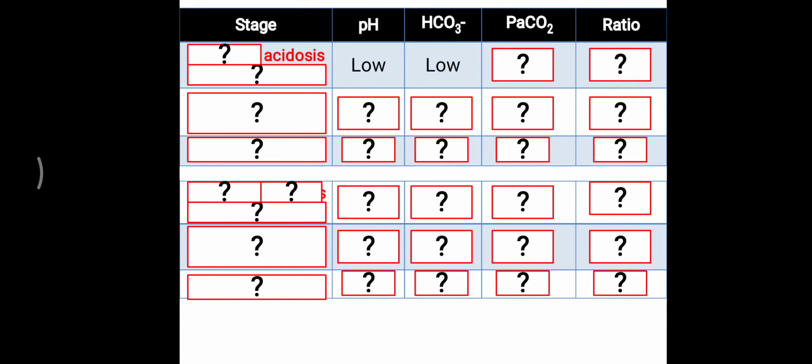One simple trick: if it is going in the same direction as the pH, then it is metabolic. If it is going in the opposite, reverse direction of the pH, then it is respiratory. So here pH is low and bicarbonate is low, which means both are going in the same direction, so it is a metabolic condition.